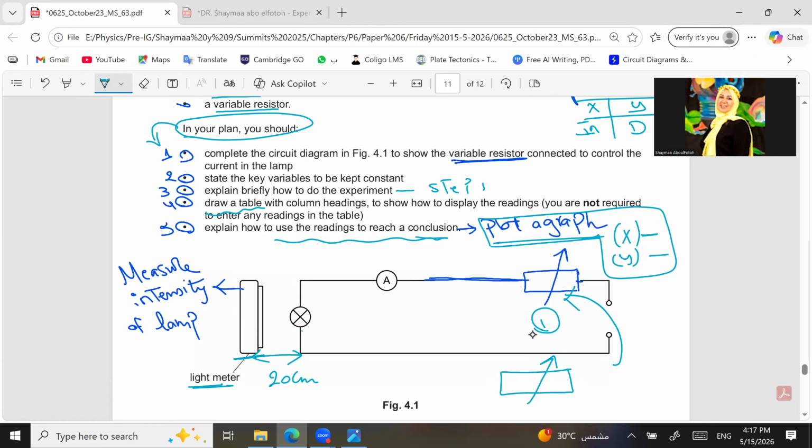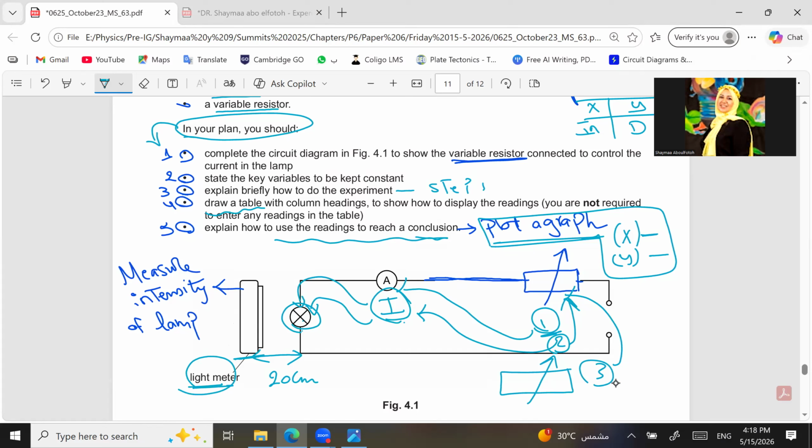After changing the variable resistor, what happens? Now I measure the current, so I have a current reading. Now it changes. I will measure the intensity of the lamp. Then I change the variable resistor, another reading. The current changes as well. So I will record the reading, and measure the light intensity by using the light meter.